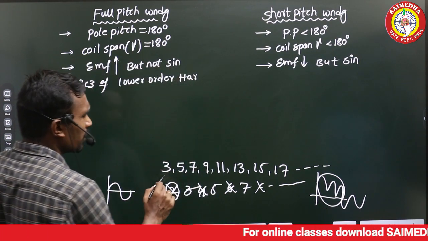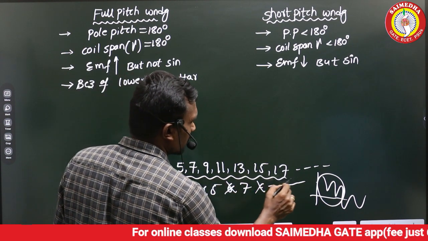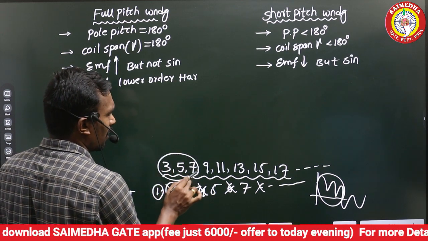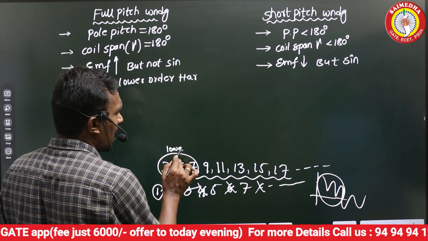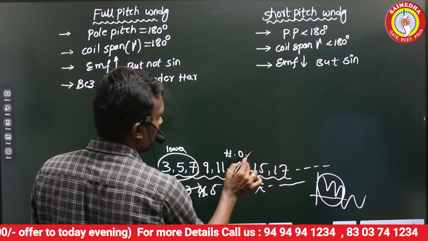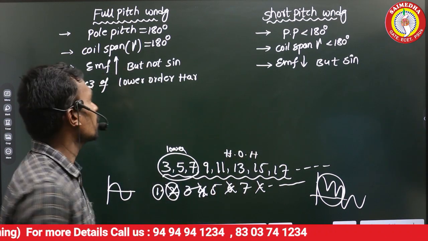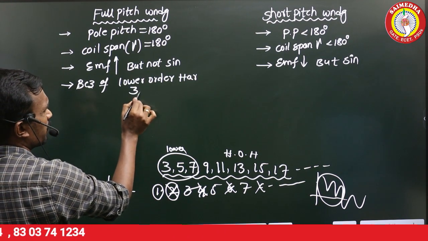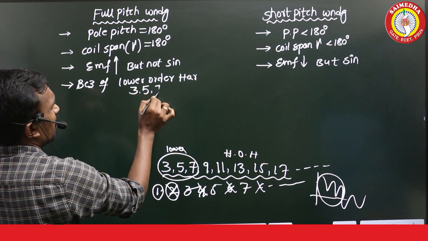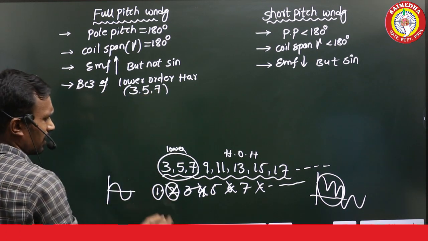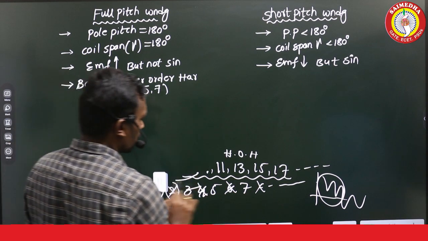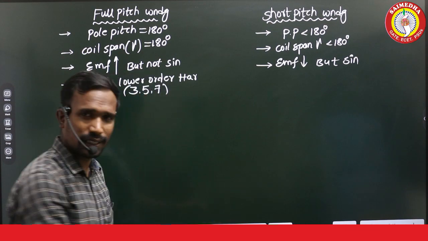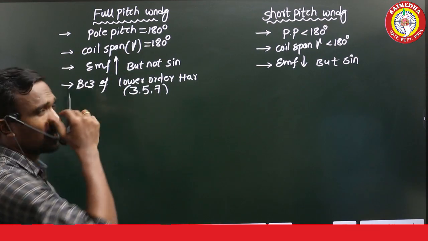After that, generally we have only the odd harmonics. In this, the 3rd, 5th and 7th are called lower order harmonics and the remaining are called higher order harmonics. So here EMF is not sinusoidal because of lower order harmonics, which are the third, fifth and seventh order harmonics. In full pitch winding, is the EMF sinusoidal or not? Not sinusoidal. Why? Because of lower order harmonics.